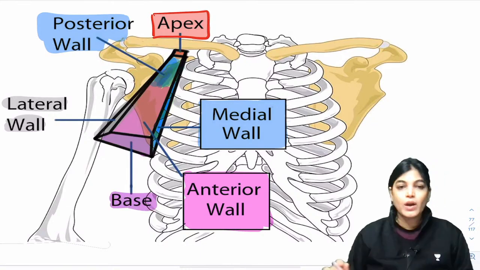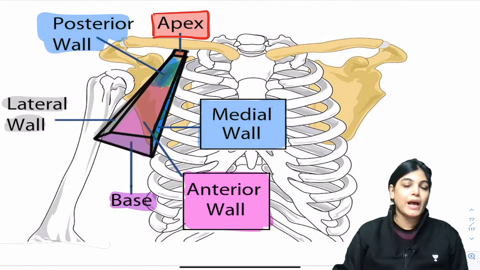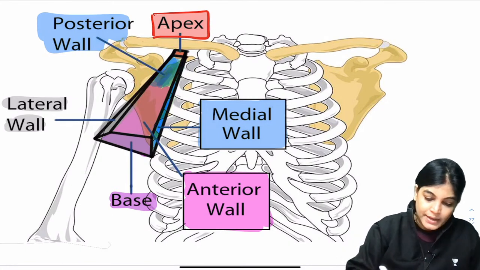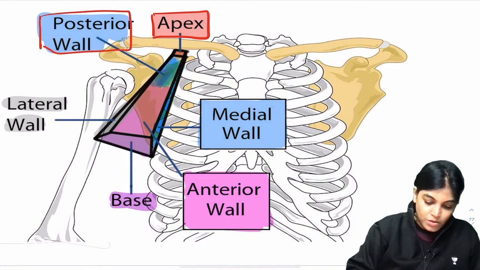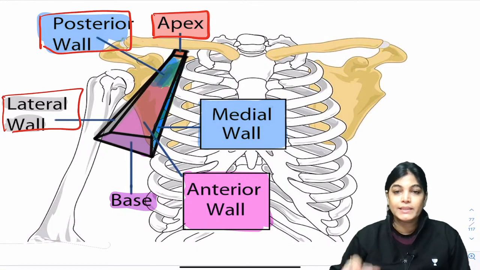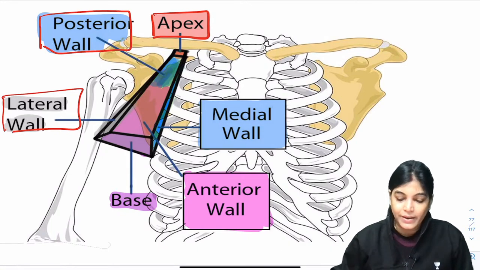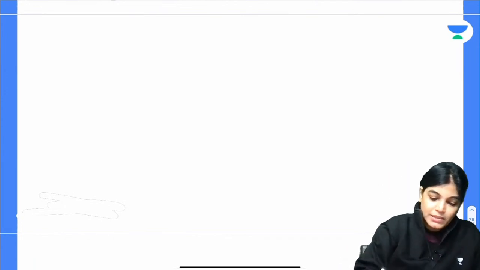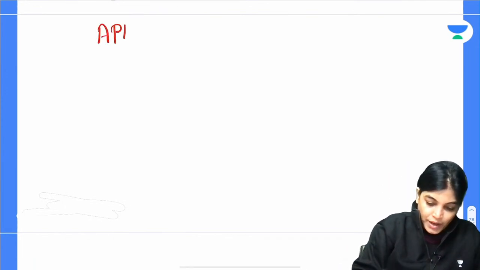So I think this is giving you an idea of the pyramidal shape structure having all these walls, that is anterior wall, medial wall and posterior wall. Now I want to explain each wall in detail, and after that I will also show you the cadaveric image. So let's talk firstly about the apex. Let me tell you firstly about the apex of the axilla.